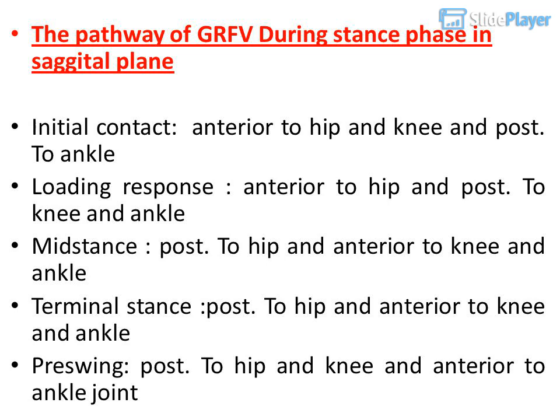The pathway of the GRFV during stance phase in the sagittal plane. Initial contact: anterior to hip and knee and posterior to ankle. Loading response: anterior to hip and posterior to knee and ankle. Midstance: posterior to hip and anterior to knee and ankle. Terminal stance: posterior to hip and anterior to knee and ankle. Pre-swing: posterior to hip and knee and anterior to ankle joint.